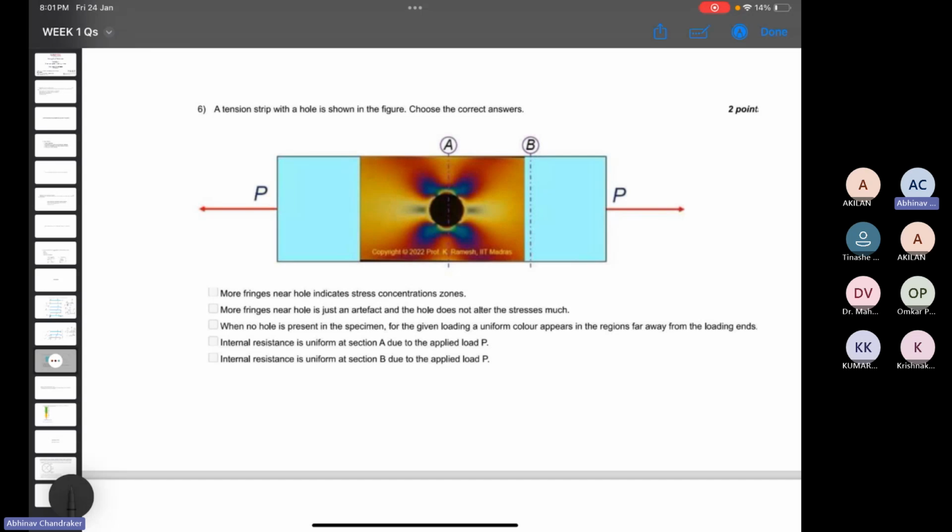If any of you knows the answer, you can let me know. One is a confirmed answer, sir. It's stress concentration zones. I'm not sure about others. Okay, there will be multiple answers. Okay, 2 points. So, when no hole is present in the specimen, for the last given, internal resistance at section B due to applied load, is uniform at section B due to applied load P. Just tell the option number that you think is correct. A, and I think E is correct.